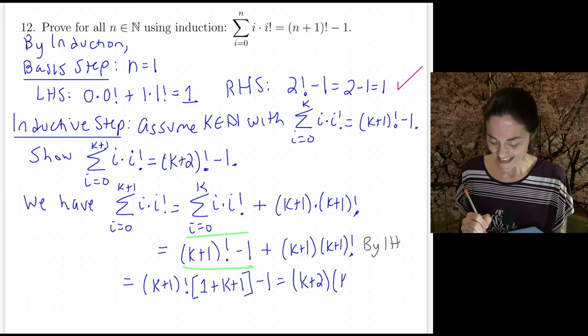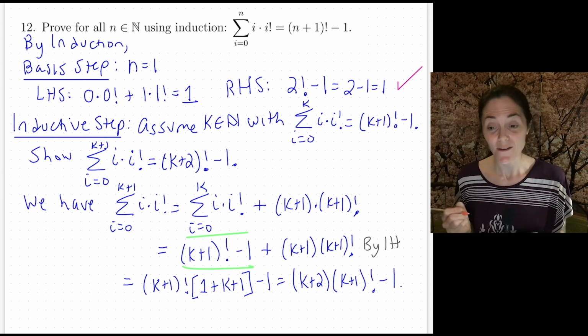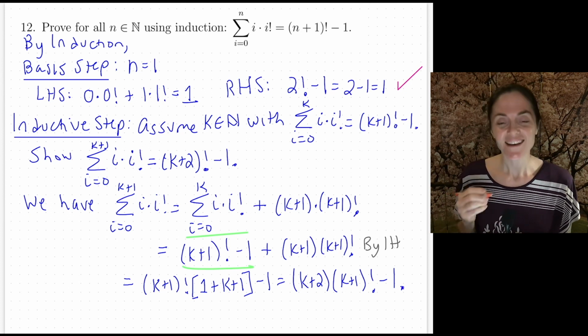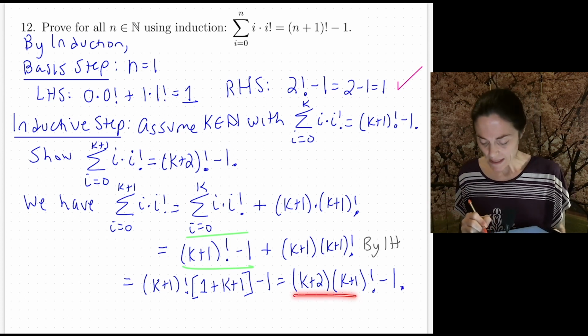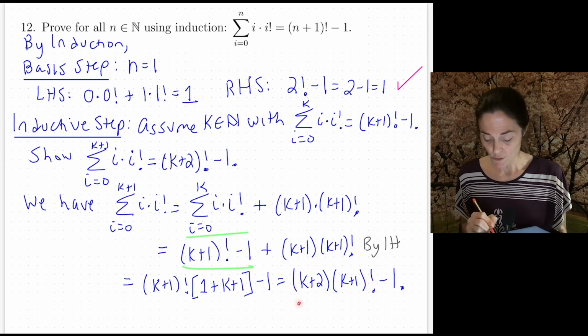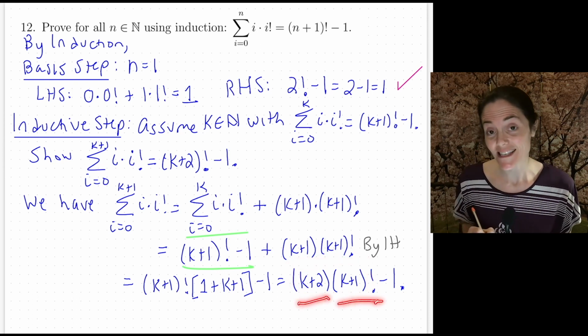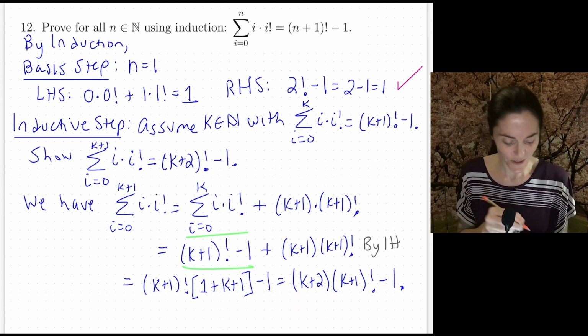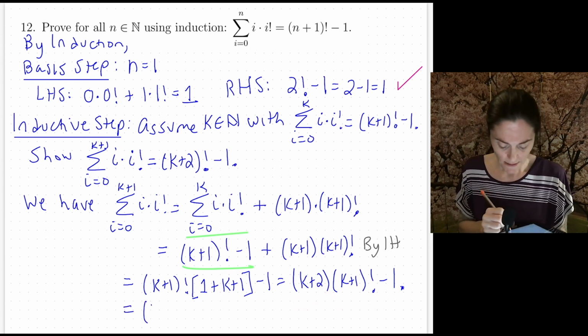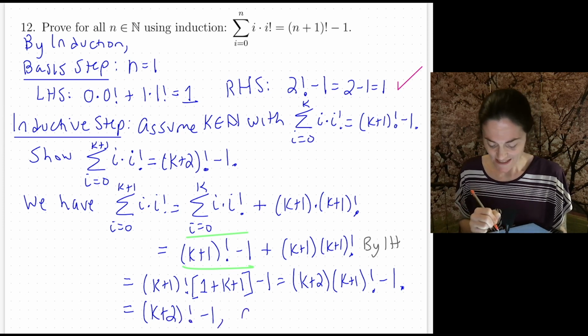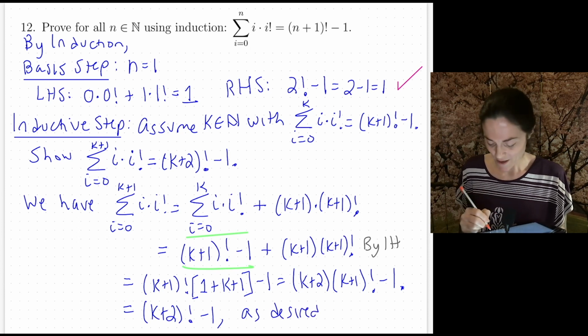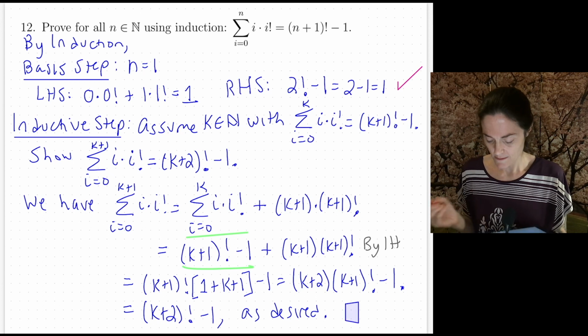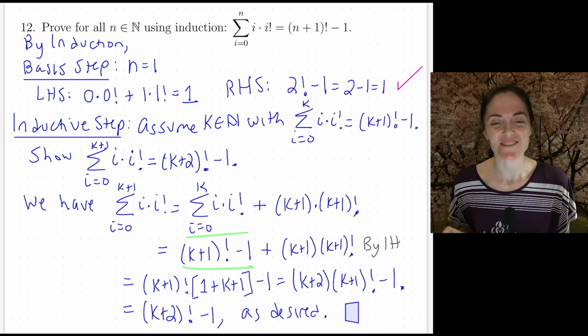This is (k+2) times (k+1) factorial, minus 1. And now if you look at this, we realize we're almost done, because (k+2) times (k+1) factorial is exactly (k+2) factorial. So this is (k+2) factorial minus 1. And this is exactly what we were trying to prove. So we are finished with this proof by induction.